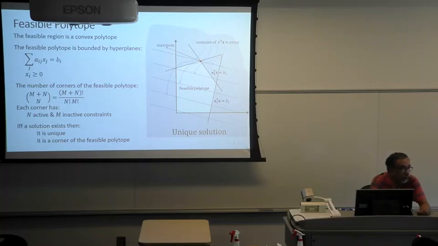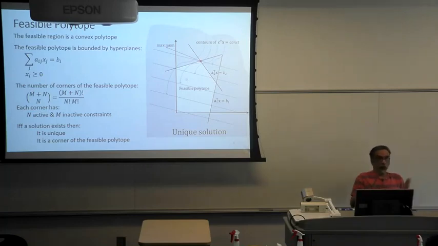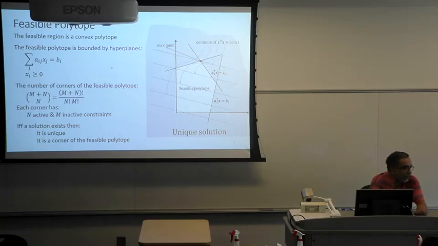So the solution, if it exists, is unique, and it's in the corner of this feasible polytope. Is it in 2 dimensions? No, it's in n dimensions. Here I'm illustrating it in 2 dimensions. So we have x1 and x2 axes, but in general we have n axes, right? So that's why we have all these.